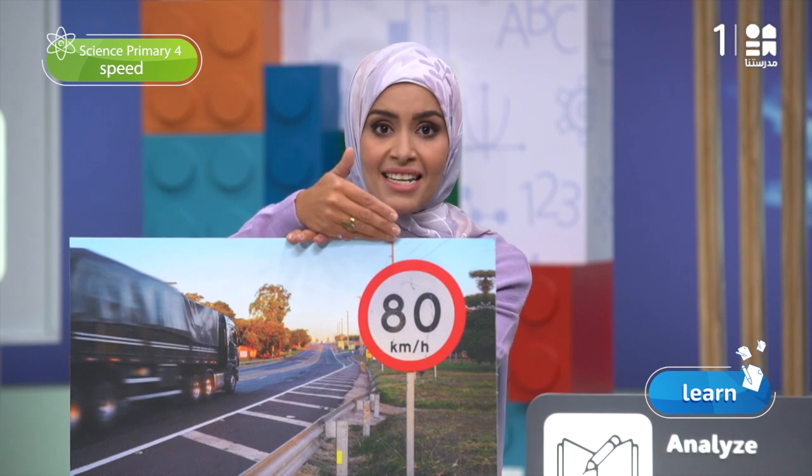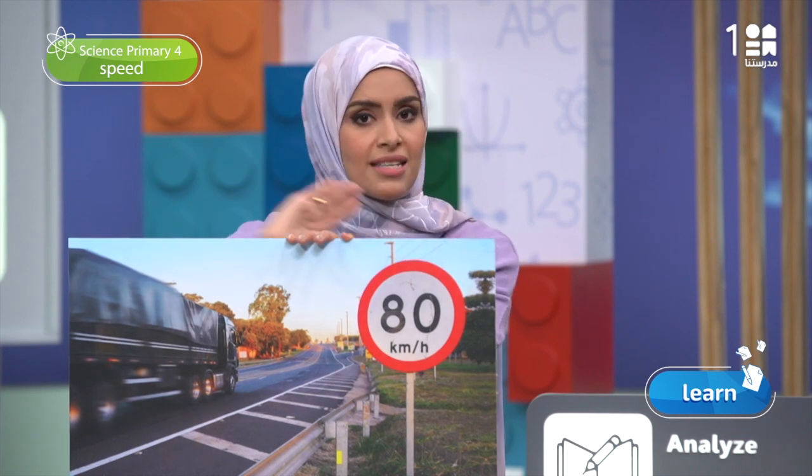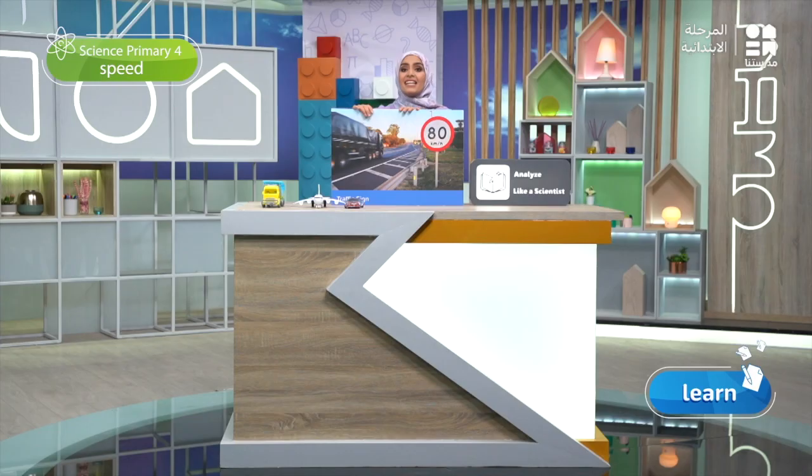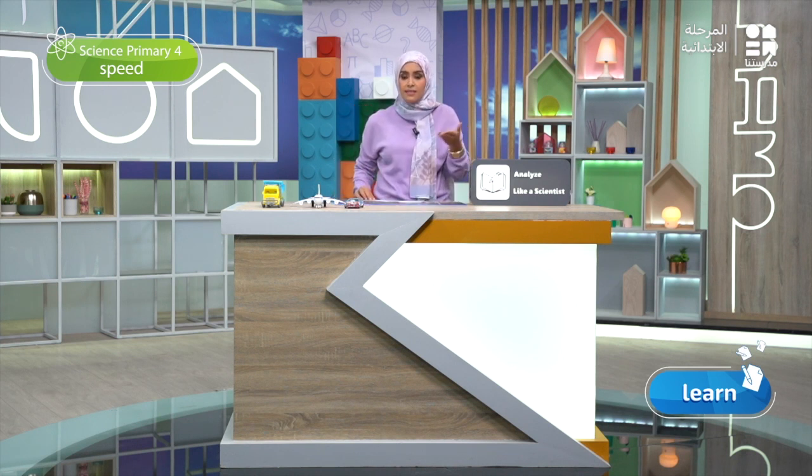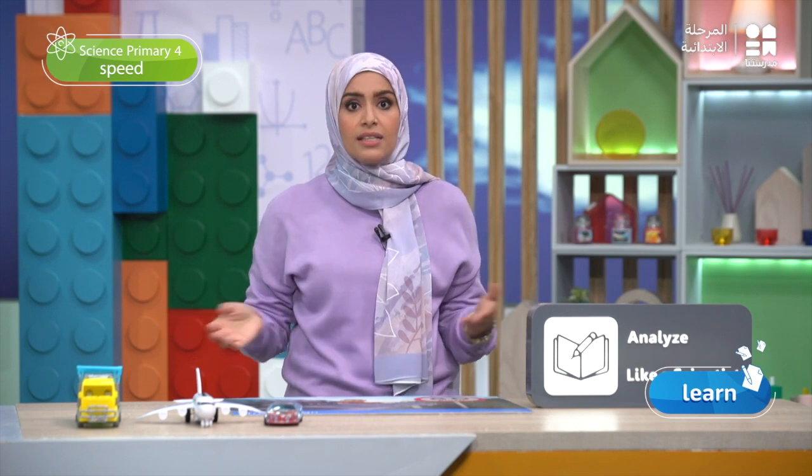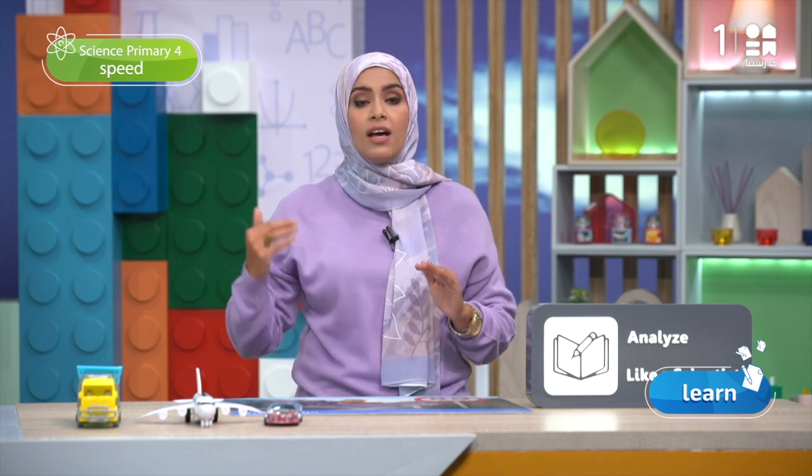Yes, it's 80 km per hour. We shouldn't exceed this number. Is it possible for the cars to move at a different speed than this sign? Yes, of course. They can move at slower speed, 70, 60, or 50 km per hour, but it's not allowed to move faster than this, for the safety of the passengers and the safety of the people on the road.